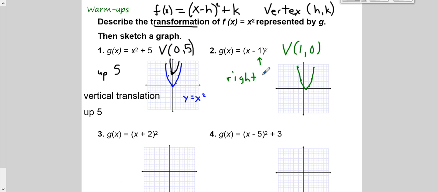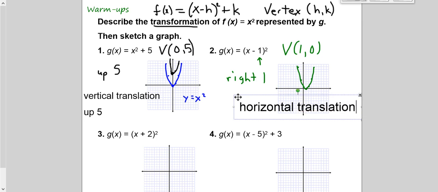On big ideas, you're going to have to be very technical, use all the vocabulary. Is this a vertical or a horizontal translation? Moving side to side. Horizontal translation. Right 1.